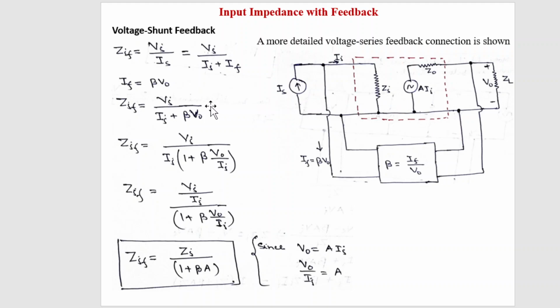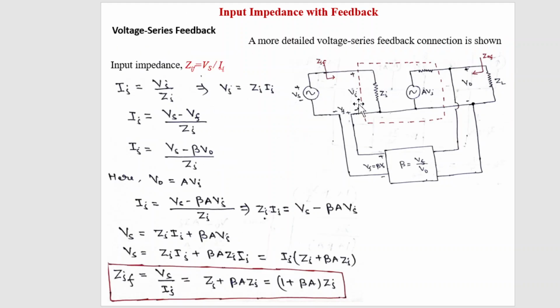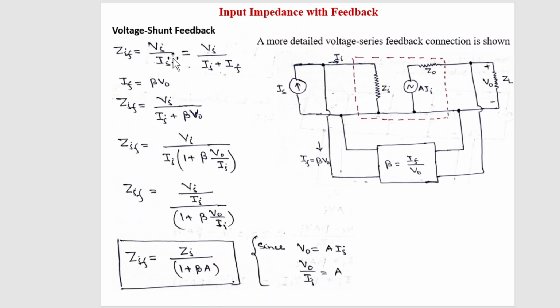Here we have a voltage, that is Vi, and at the input we have input voltage upon input current. In case of voltage shunt, that is basically impedance. In case of voltage series, we were having input voltage upon input current, where input voltage was Vs and input current was Ii. So here also input voltage upon input current. Here input voltage is Vi, and the input current we are giving is Is.